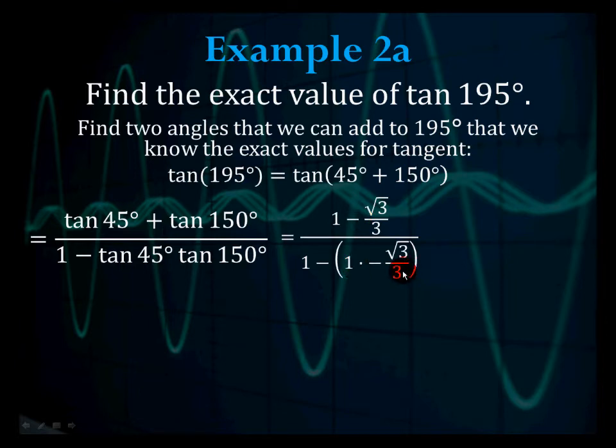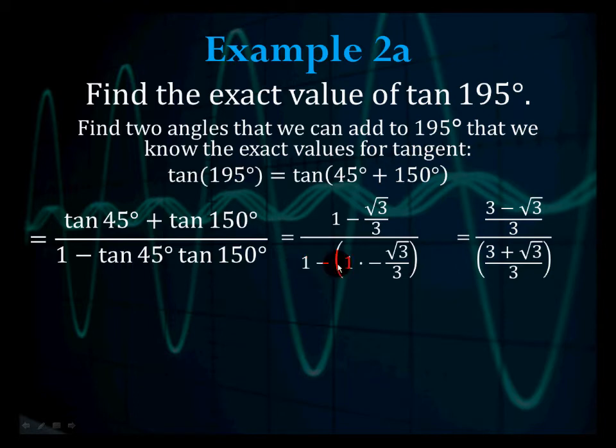So we also plug those values in here. This 1 times this makes this 1 go away. To simplify this expression, we can convert the 1 here to a 3 over 3. So we get 3 minus root 3 over 3 in the numerator. This 1 we can also convert to 3 over 3.